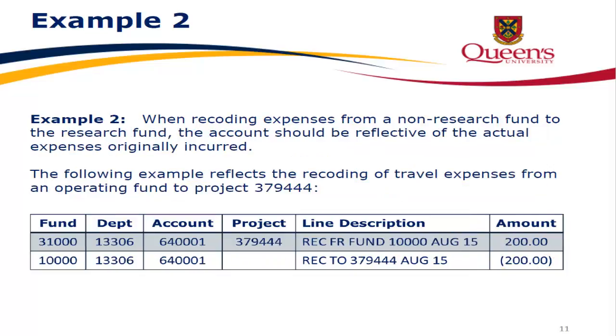In our second example, travel expenses are being recoded from a non-research fund to the research fund. You will notice the travel account 640001 is used on both sides of the entry. Given the research project is being expensed, the related amount is a debit, while the operating fund, which is being reimbursed for this expense, receives a credit.